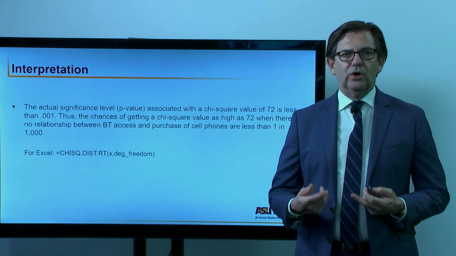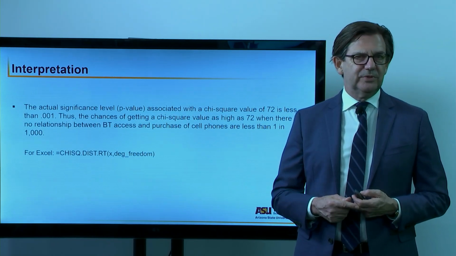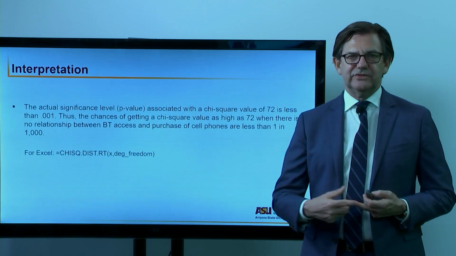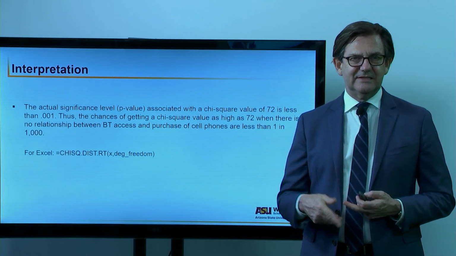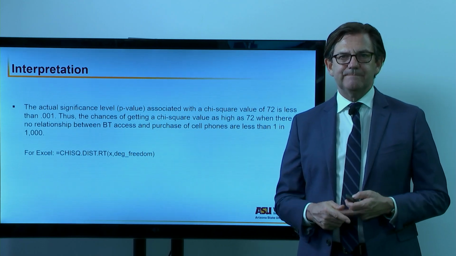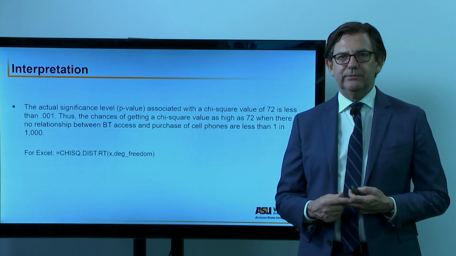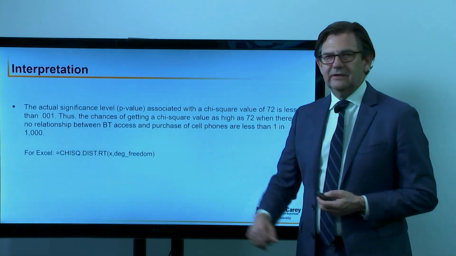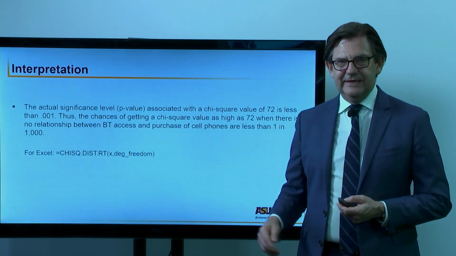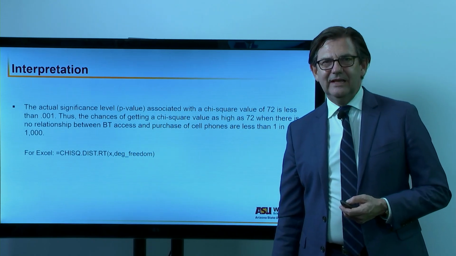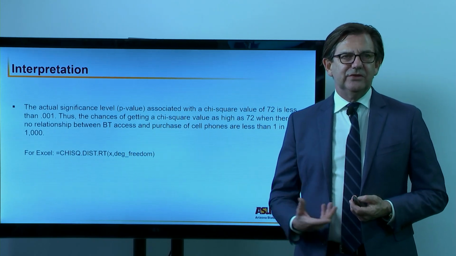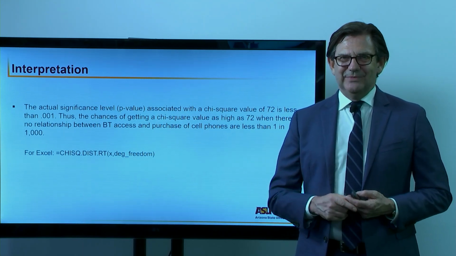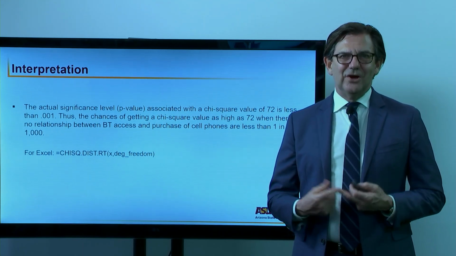Now let's talk about what all of this actually means. You can be even more precise by looking at the actual significance level, or p-value, of the observed chi-square of 72. How do I find that? Use your table, but you can also use Excel. Again, I provided the equation for you here. We're almost at the end. The simple fact is that the number is going to be very small.